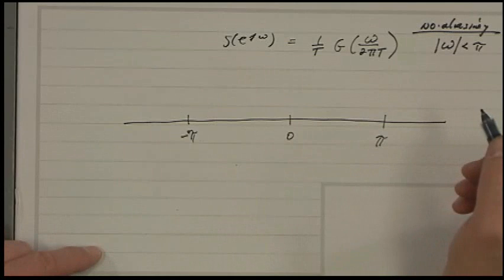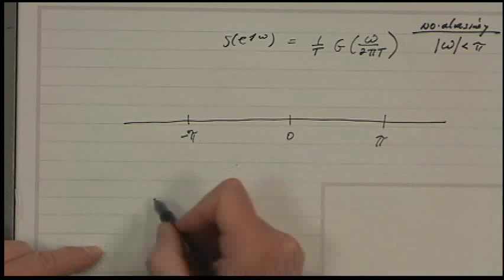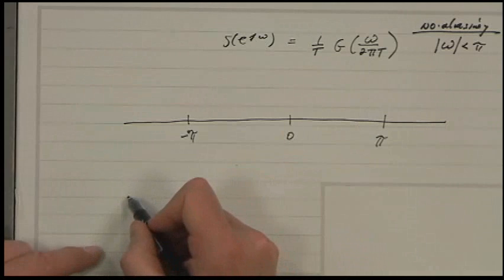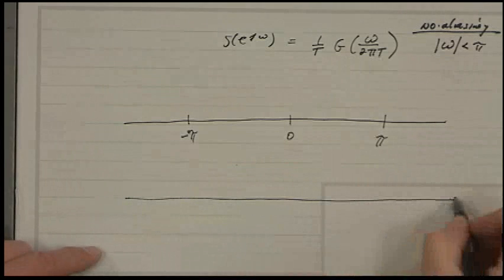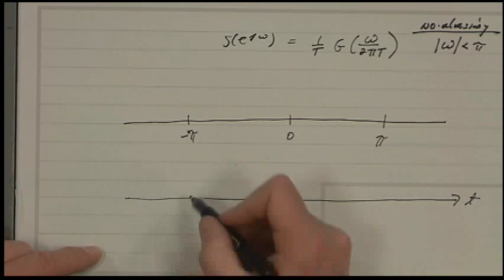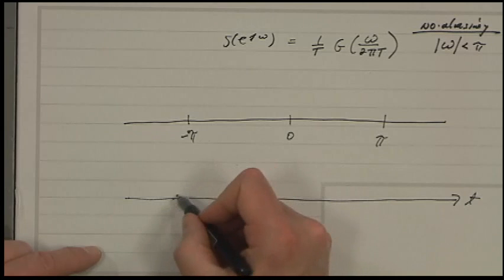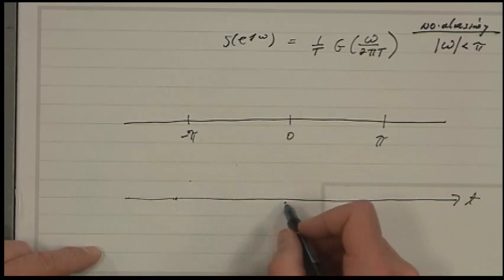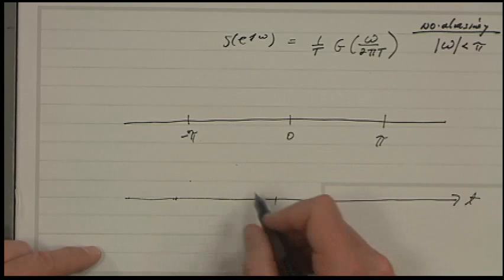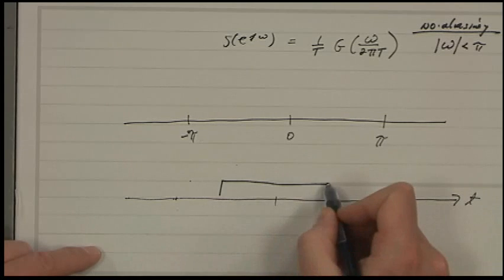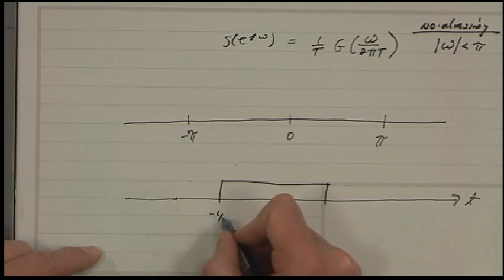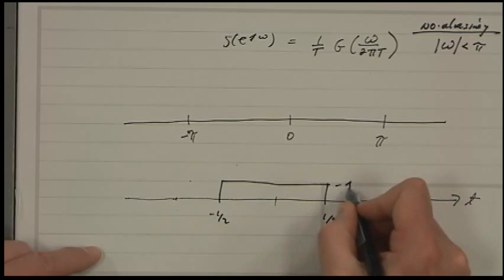Now, if you had a signal in time, so this is t, and say the signal looked like this. Oh, I don't know, what should I make the signal? I'll just make it like a rect function, okay? So maybe it goes from minus 1/2 to 1/2, and it's of amplitude 1.